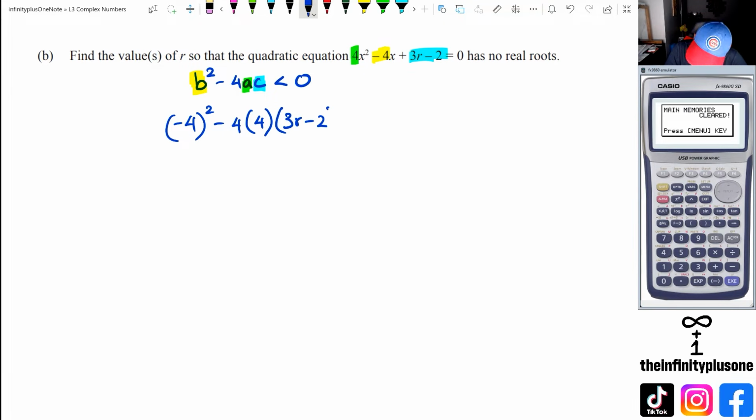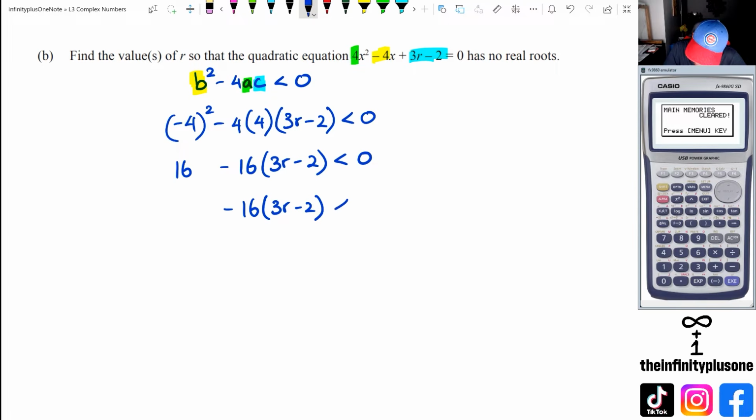which happens to be the entire 3r minus 2 as the c value, and all of this has to be less than 0 for it to have no real roots. So at this point we're going to expand the brackets. So we've got 16 minus 16 times 3r minus 2 is less than 0. I'm not really going to expand that 16 and 3r, but instead I'm going to do it like this: 16 times 3r minus 2, minus 16, is less than 0. Because I'm bringing the 16 across to the other side, it's going to become minus 16.